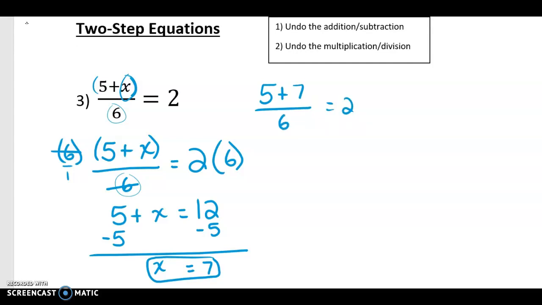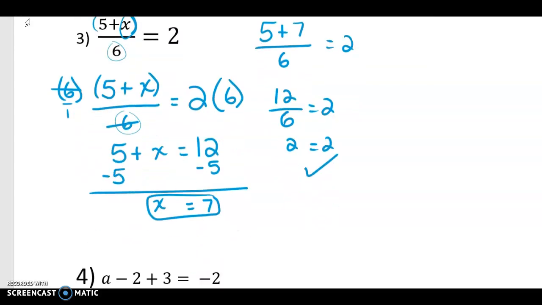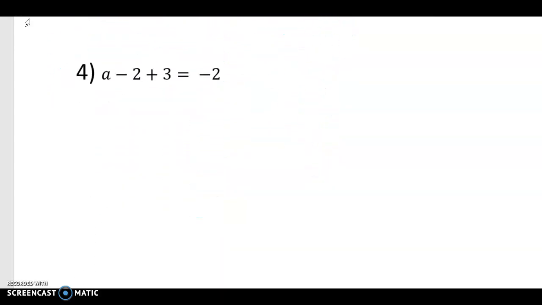Okay, 5 plus 7 is 12. 12 divided by 6 equals 2. And yes, it does work out. 2 does equal 2. Okay, there's one more kind that I want to show you.